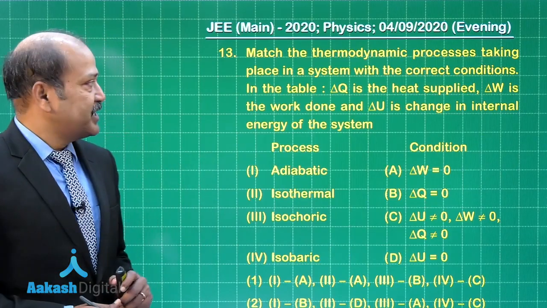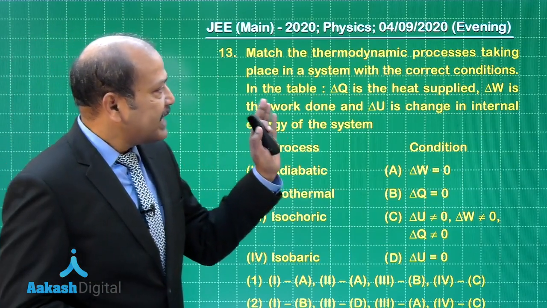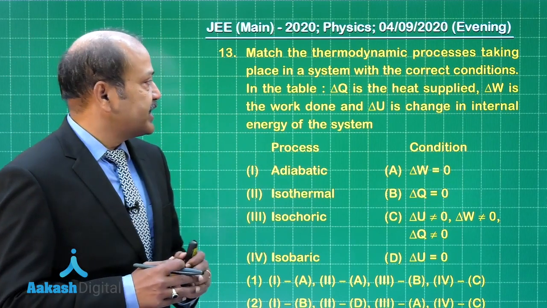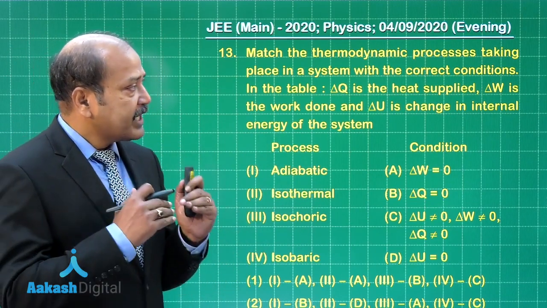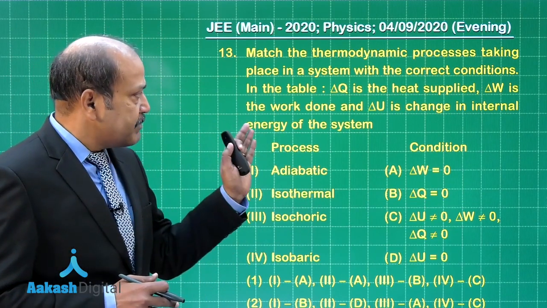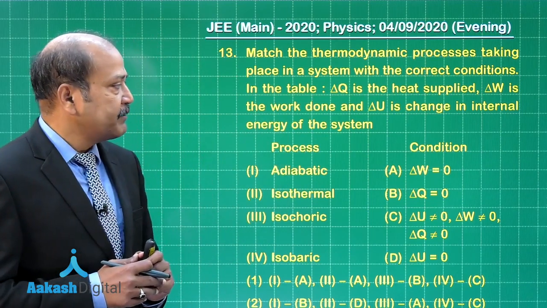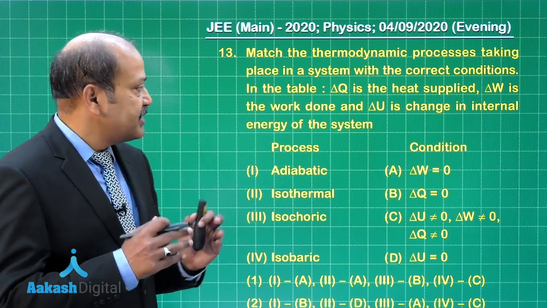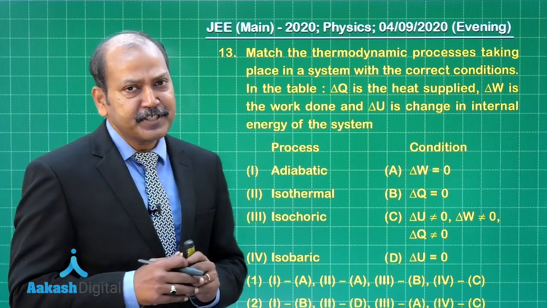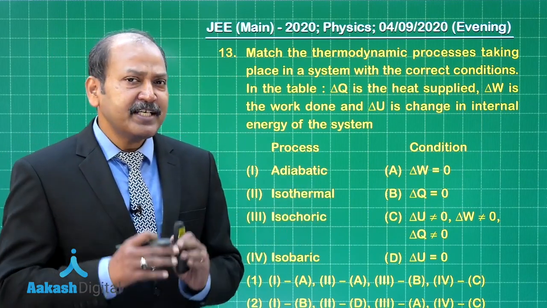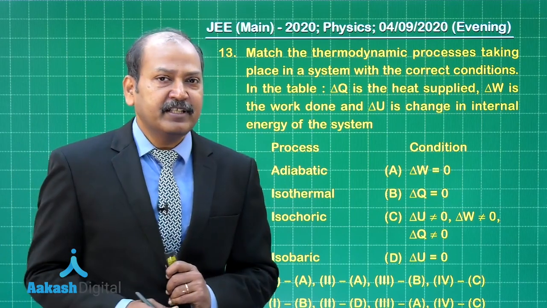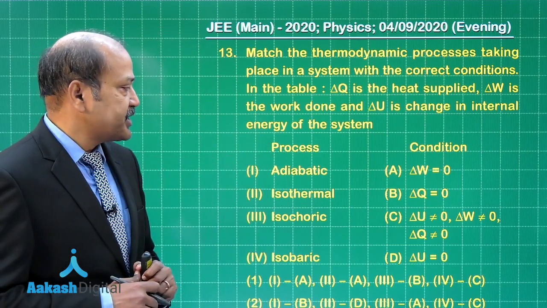Let us discuss question 13 now. It says match the thermodynamic processes taking place in a system with the correct conditions. In the table, delta Q is the heat supplied, delta W is the work done and delta U is change in internal energy of the system. All pretty standard symbols that have been used in this particular question.